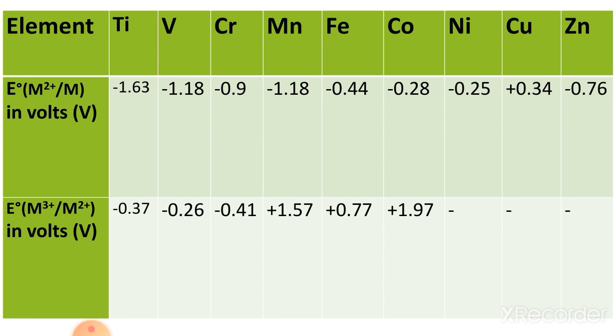Now some more points. The comparatively low value of E naught for Cr3+/Cr2+ is on account of the extra stability of d3 in case of the d5 configuration, and the comparatively low value of E naught for vanadium 3+/vanadium 2+ is on account of the stability of vanadium 2+.